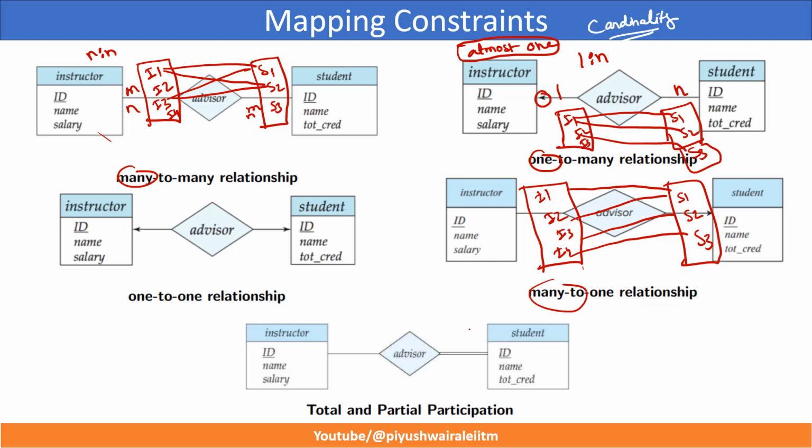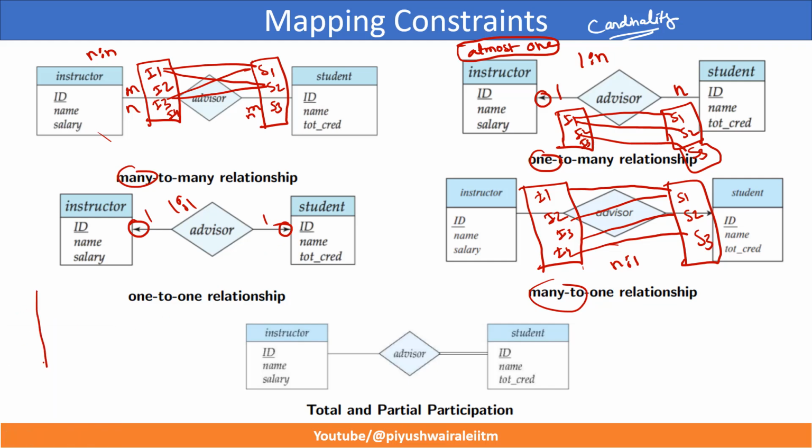Now the one to one relationship is simpler. This arrow indicates one. It's at most one. Here also one. So it is 1 is to 1. Here it is n is to 1. Similarly, an instructor can teach at most one student, and a student can have at most one instructor, right.